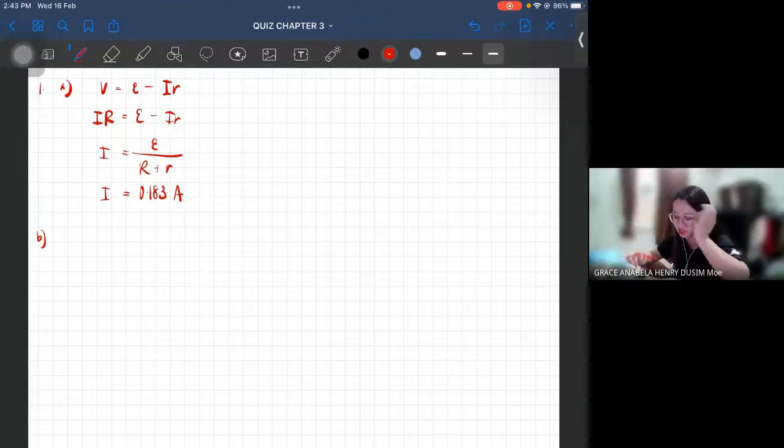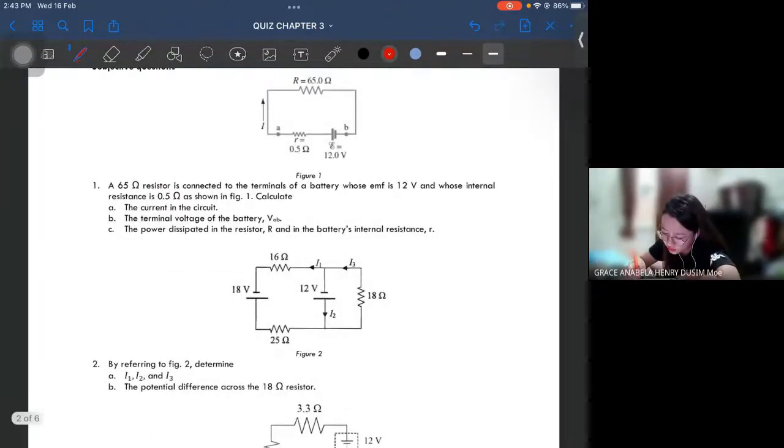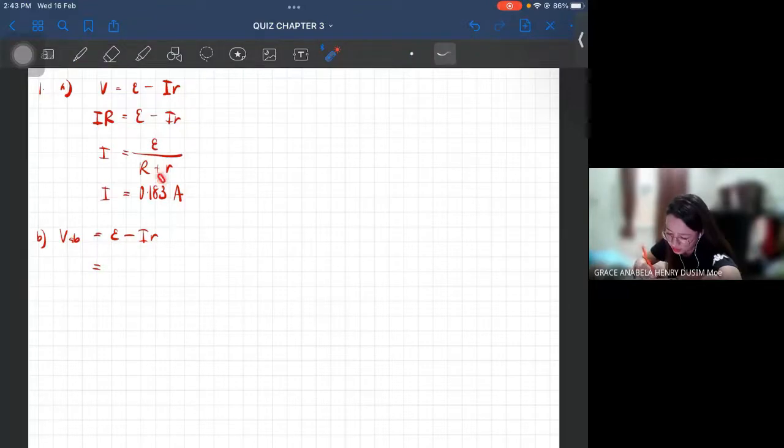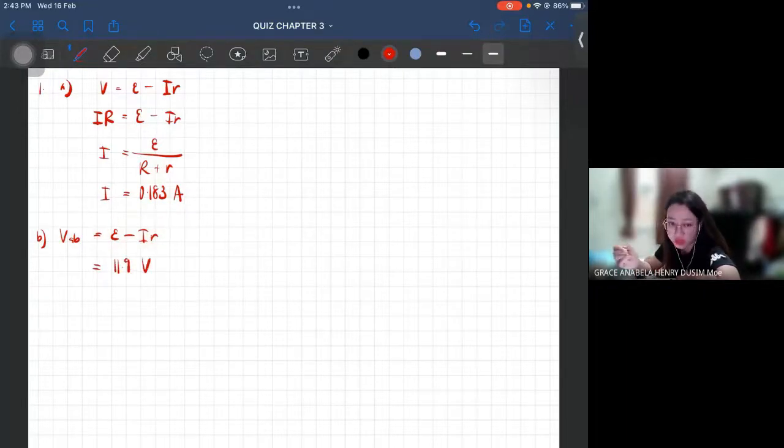Question B, dia suruh kita cari terminal voltage V A, B. So remember, terminal voltage is also EMF minus IR. Okay, so dari sini kamu sudah calculate the value of current and you will have the value of EMF and internal resistance. So dari sini kamu boleh just solve it. So you should get 11.9 volt lah as the answer.